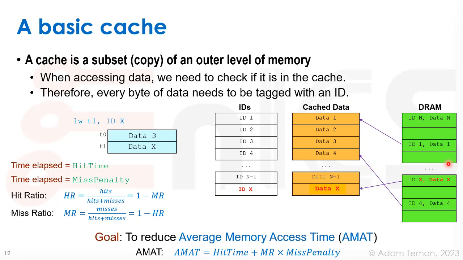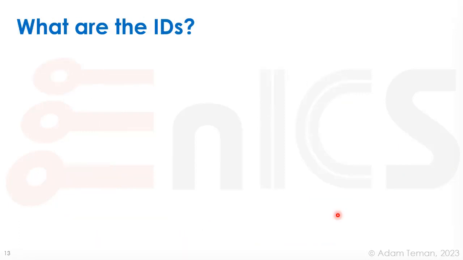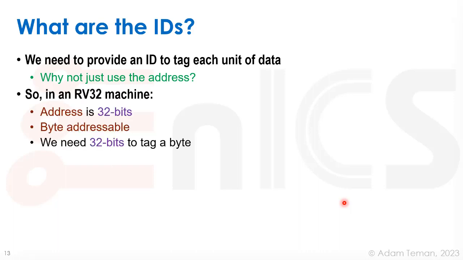AMAT. So we said that we need to provide an ID to tag each unit of data. And what are those IDs? Well, this may be clear to everybody, but I don't know how trivial it is. Those IDs can just use the address, because every single byte has an address. So we can just use the address to ID or to tag that data.